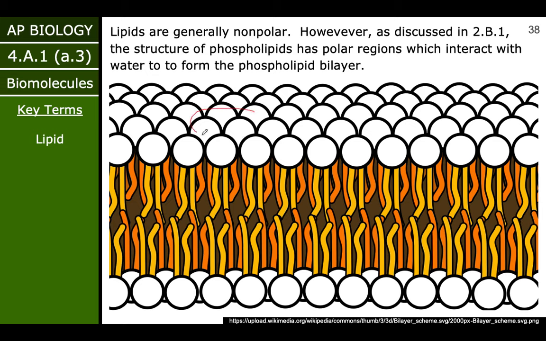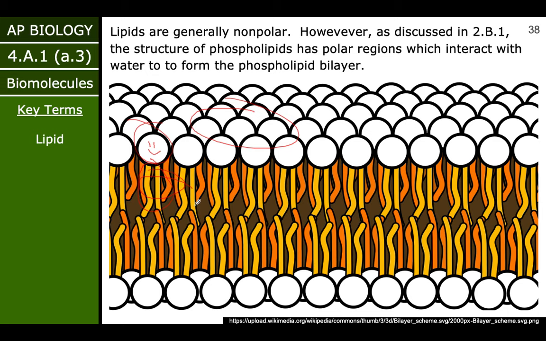But they have a head, so that's this guy right here, right? Let's put a little face on it, and that's our head. And then it has the tail region. So there's a head region and a tail region. Okay? The head region is hydrophilic, so that means it is polar. And the tail region is hydrophobic.